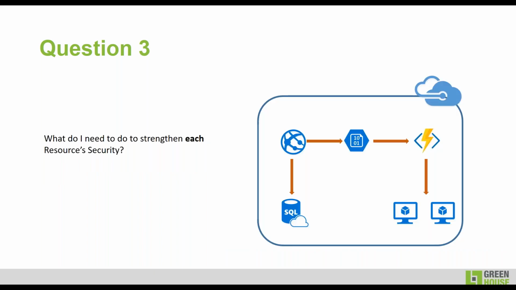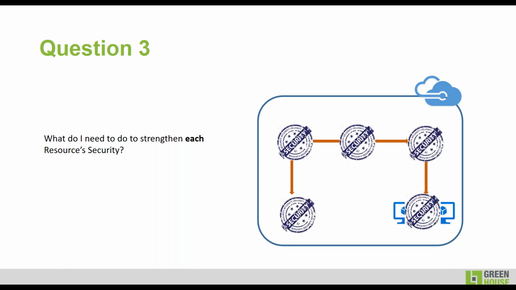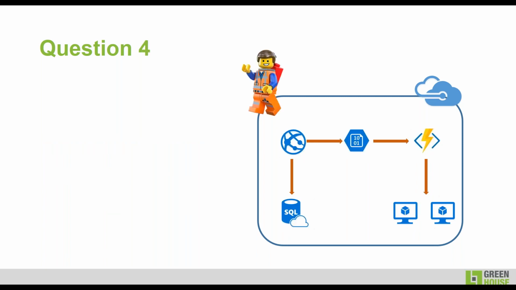Question number 3. How can you ensure that each and every resource's security is strengthened? How can you ensure at the granular level that the web app is secure, the storage account is secure, your function app, your infrastructure, your SQL database, each and every resource? How can you go to the granular level to inspect and strengthen the security of each and every resource in your environment?